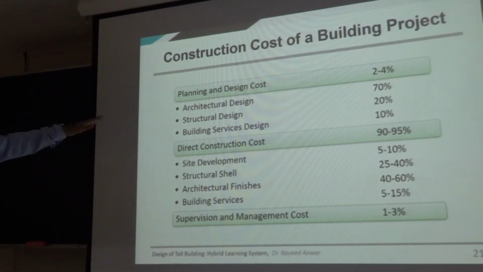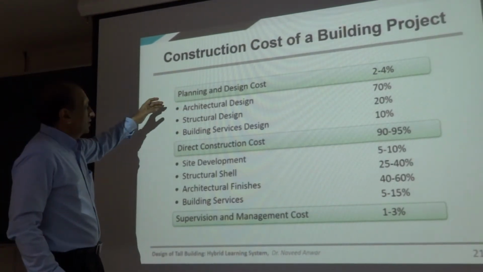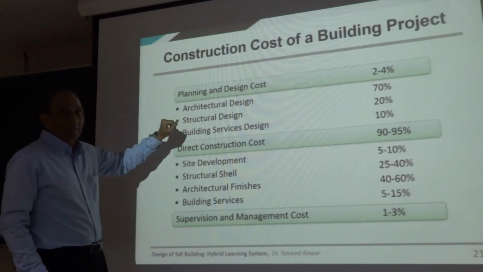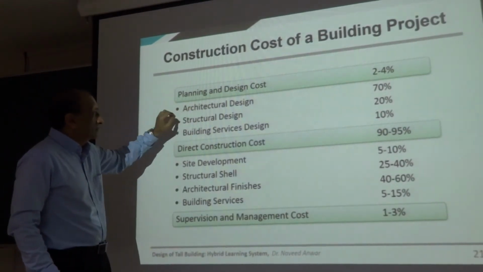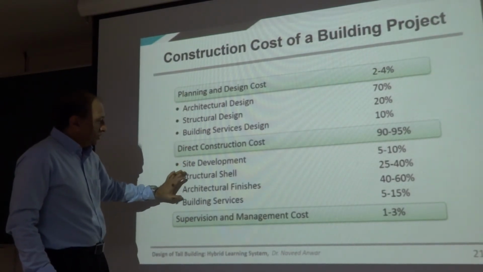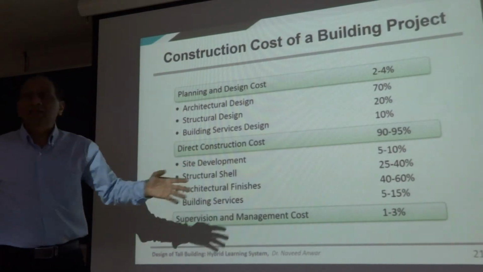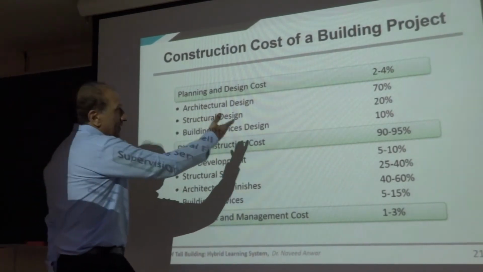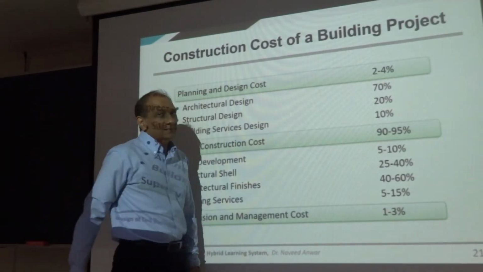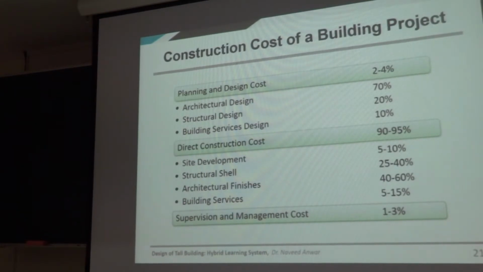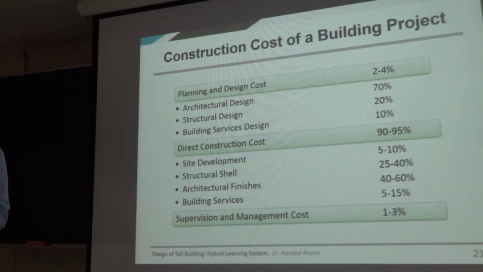This is a typical breakdown: planning and design cost, direct construction cost, supervision and maintenance cost of a building project. Within that, architectural design is that much, site development is that much, structural shell. So it gives you an idea where the cost of the building is going. You can see planning and design cost, you guys get nothing. The architect takes all the money, right? You'll be lucky even if you get 20%, right? If you work for the architect, you'll probably get nothing.